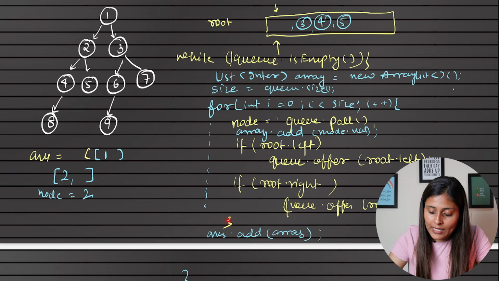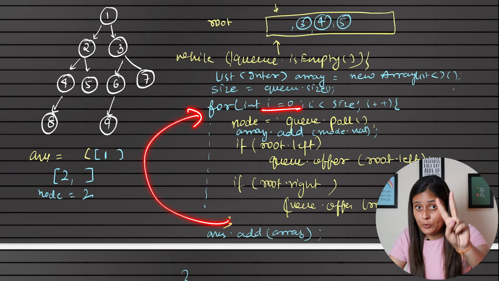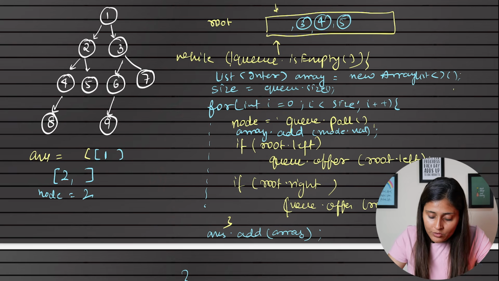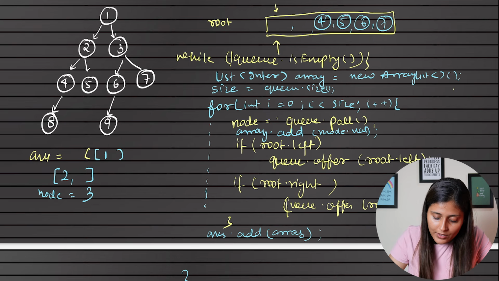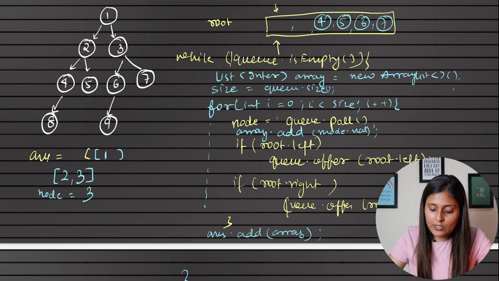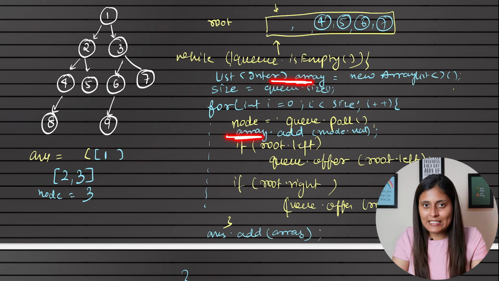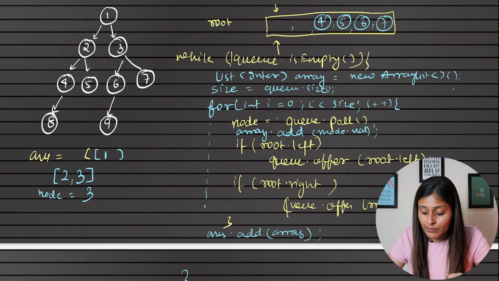Now what will happen? Again this for loop will run, because this for loop was supposed to run for 2 times. So next time 3 will get popped out. Yes. Again we'll check for the children of 3, 6 and 7. Yes, 6 and 7 will go in the queue. And here in the array 3 will get inserted. Array is nothing but that integer inner list, the sublist.